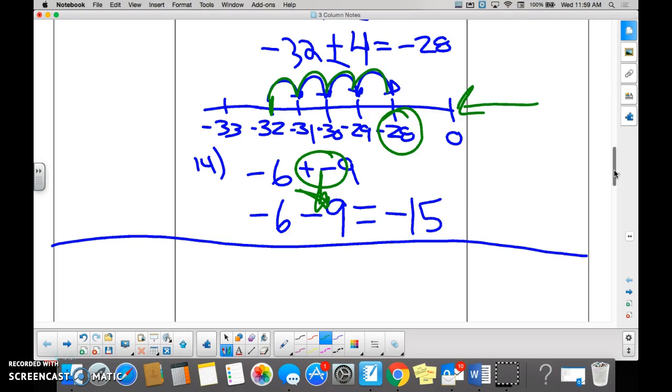I think Sydney did this one. And then negative 6 minus 9, we use our number line. We started at negative 6, we lost 9, and then Sydney told us the answer was negative 15. Number lines are important. Use them. Questions?